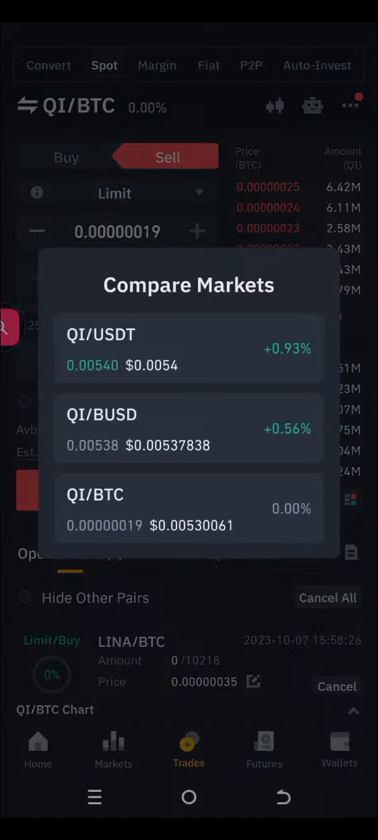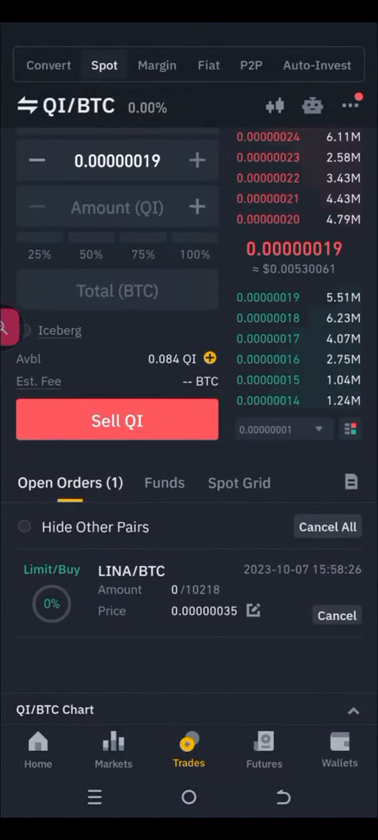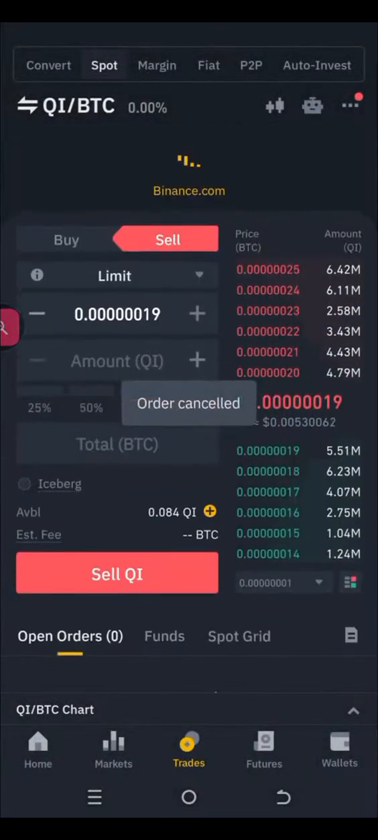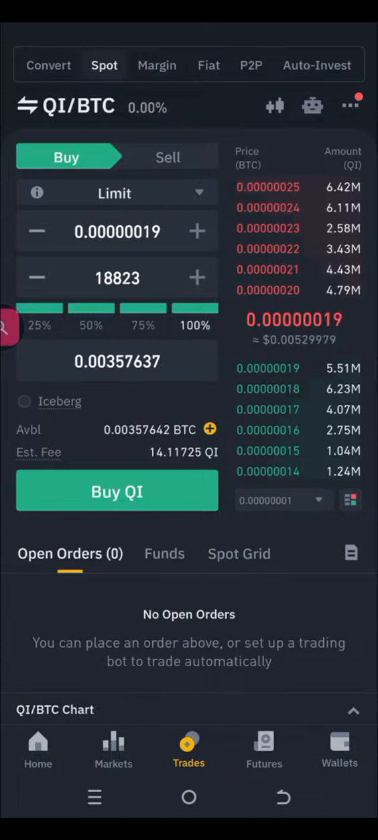So if I try to, this is QIBTC. So what will I have left? Let's just cancel it and see what it will give us. If it's not going to be favorable, we'll just go back to Lena BTC. So let me just cancel at this point. Okay, so we'll do a quick simulation and see what we can get here. Let's buy and let's see how much we can get. So what we have is 357,637. So what we're going to get is this amount.